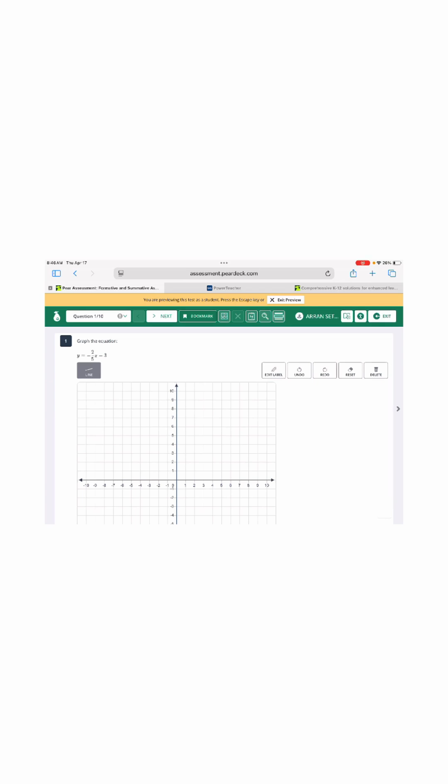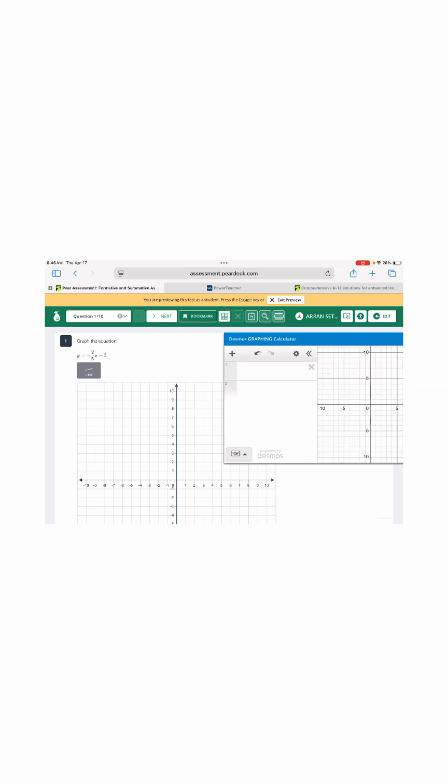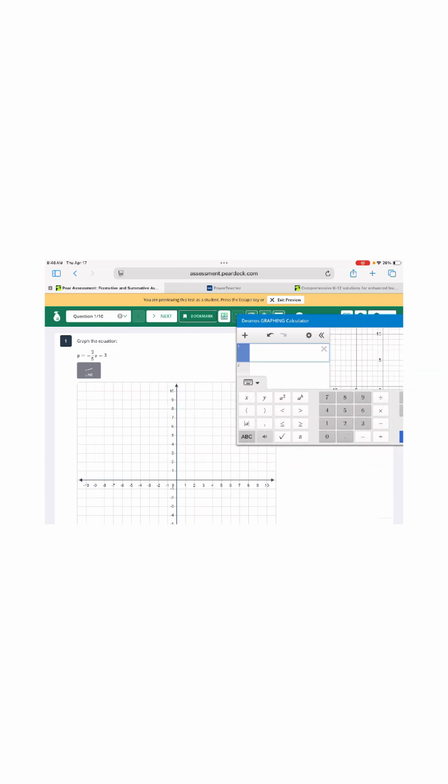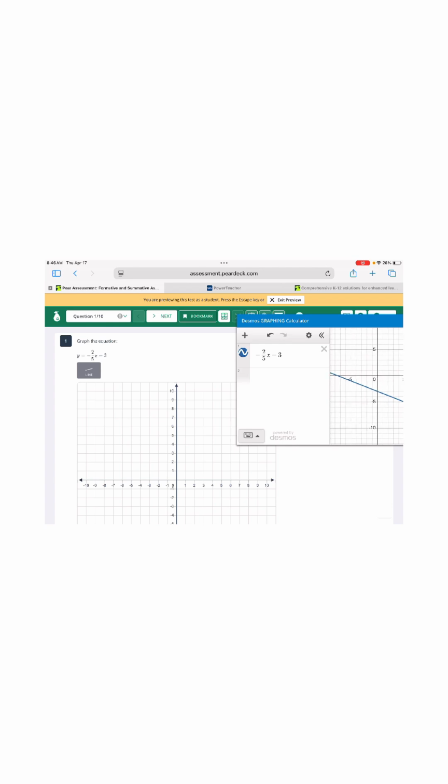You could do either of two options. You can plug it into Desmos, or you can know that the b is the y-intercept, which is negative 3, and your rate of change or slope is negative 2 over 5. So I can plug it into Desmos if I want to. And I can pick 2 points on the graph. It doesn't matter what the points are. I won't use that one, but I'll use this. So 0, negative 3.